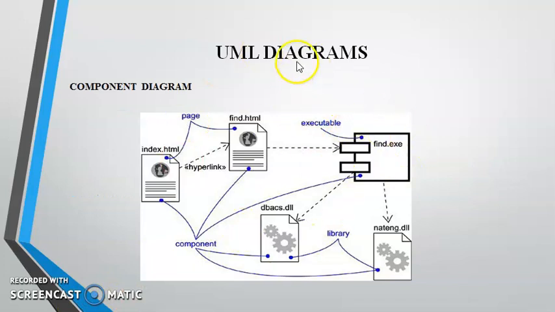This is the component diagram. This is a component. This is a component. This is a component. This is also a component. So here index.html is dependent on find.html. It is shown by dotted arrows. This is the dependency symbol. And this is the executable find.exe. It contains all executable files. And whatever operations are performed on these pages will be reflected in this executable file. And without these library files, we can't execute the program.